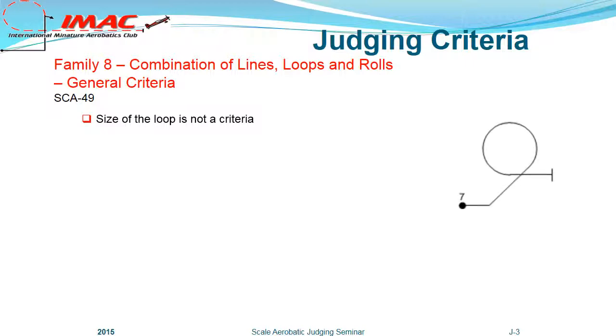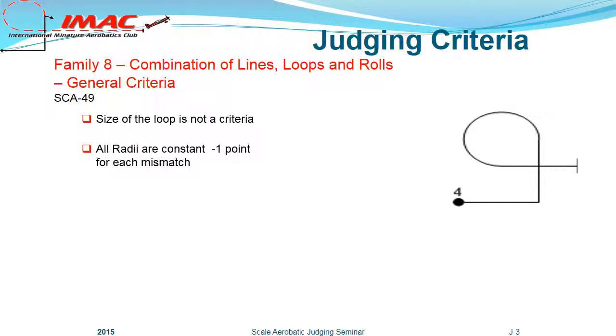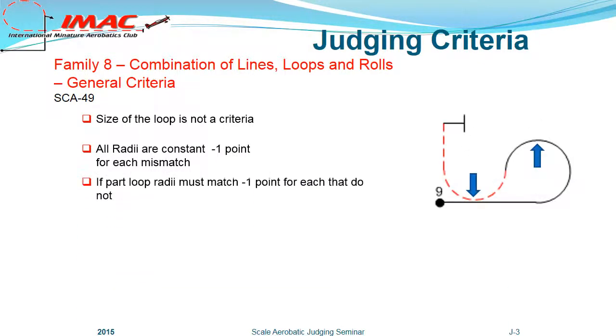Loop size is not judged. The looping portions may be drawn as large or small as the pilot chooses. The radii of all partial loop portions must be constant. Each variation or flat spot observed is downgraded by 1 point. In figures where partial loop radii are required to be equal, 1 point is deducted for each mismatch. The standard is the first partial loop in the figure.